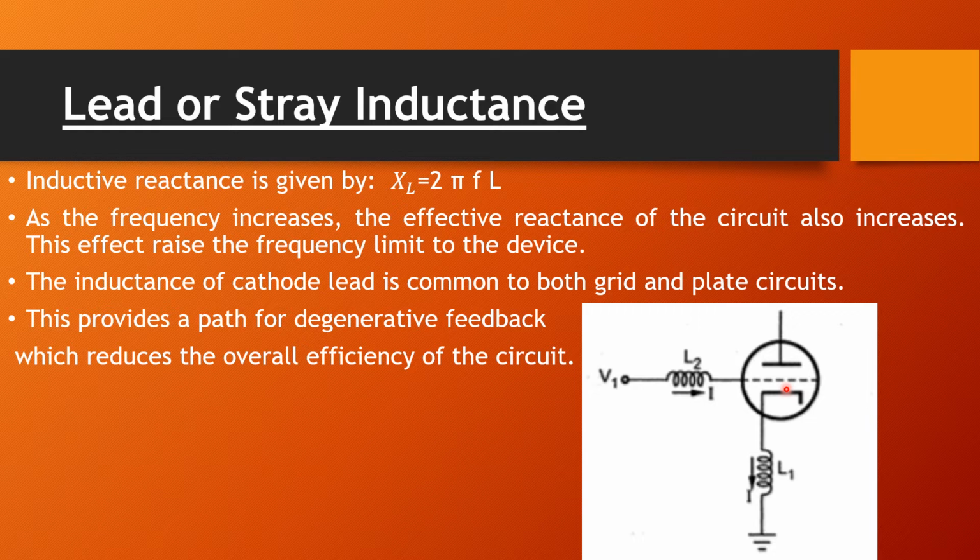So this also limits the gain of the circuit. And definitely if the ground connection also breaks, this will also lead to the floating of the device, in the case of the MOSFET also. So this is not good at high frequency, and this happens if you use a conventional device at microwave frequency. The inductance of the cathode leads is common to both grid and plate circuits. This provides a path for degenerative feedback. This becomes a degenerative effect, which will not provide any amplification to the circuit and will reduce the overall efficiency of the circuit.